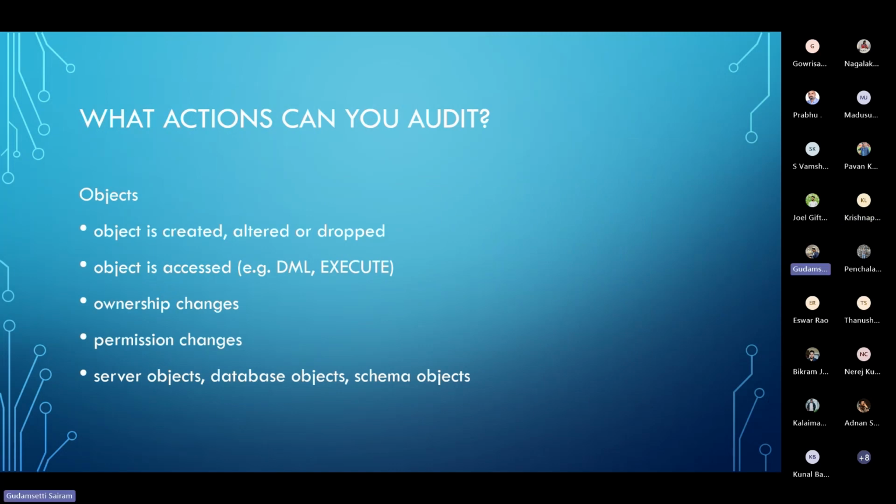So by using auditing, what actions can we audit? At the object level, we can see which object is created, dropped, or altered, and who is accessing that object. Any ownership changes, permission changes, all the server-level, database objects, and schema objects we can audit.